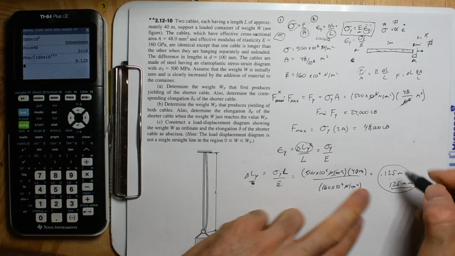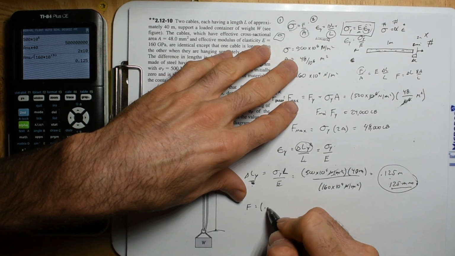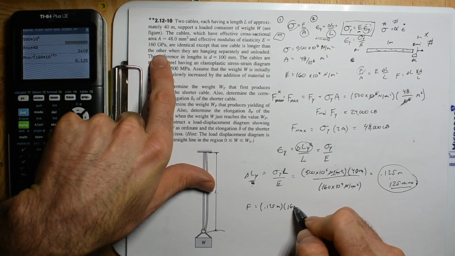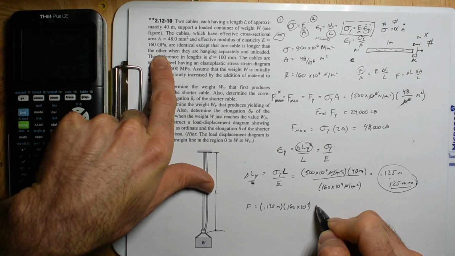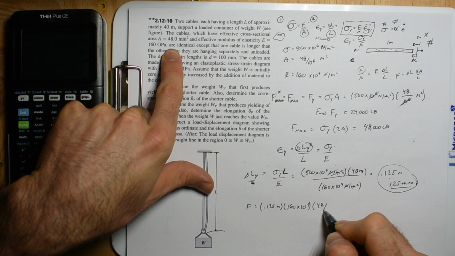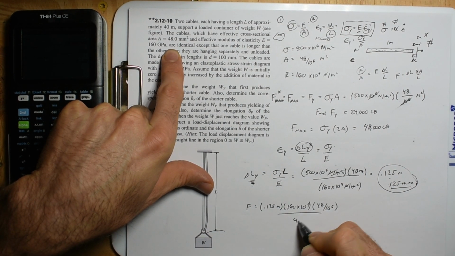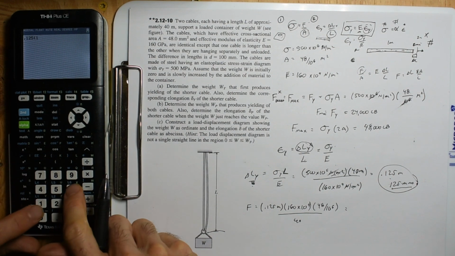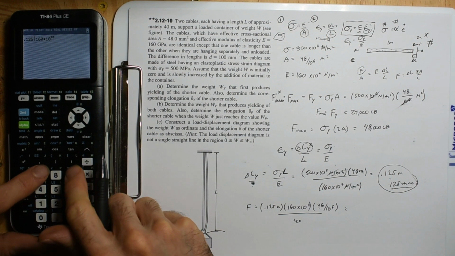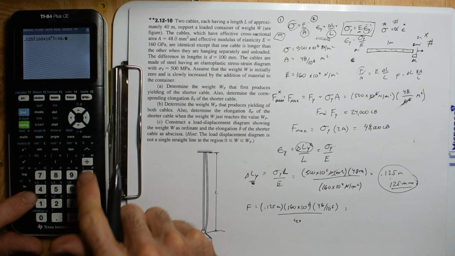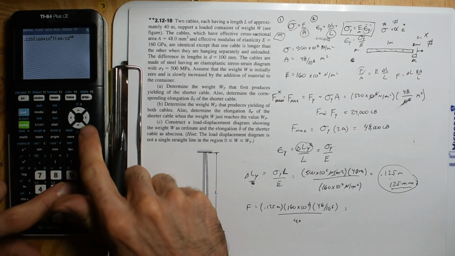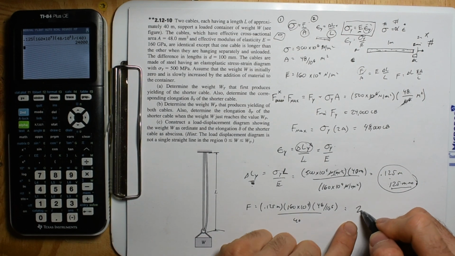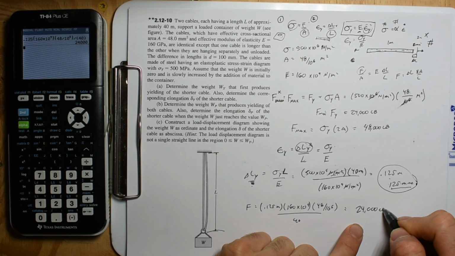And we already know the change in length, so we can say force is 0.125 meters times E, which is 160 times 10 to the 9. A is 48 divided by 10 to the 6, and then length is 40. And so we can throw that in: 0.125 times 160 times 10 to the 9, times 48 divided by 10 to the 6, and then divide by 40. And guess what? We get 24,000 pounds. You know what I mean?